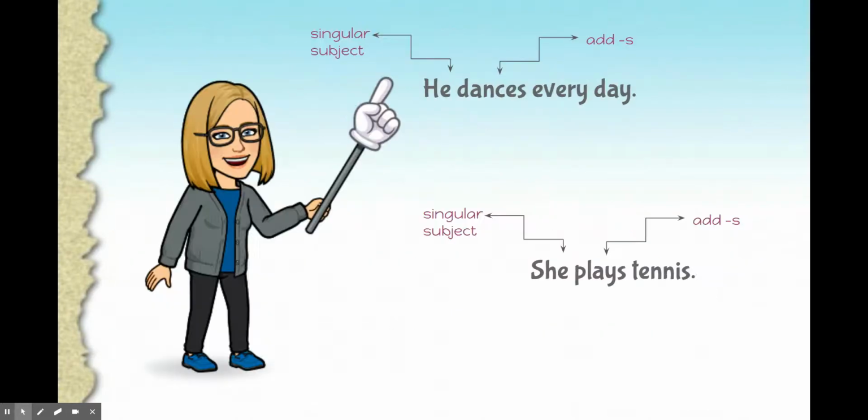So in our sentence, he dances every day. He is the singular subject. Because it is a singular subject, we have to add the s to make dances. She is the singular subject. Because it is a singular subject, or just one, we add the s to play. So she plays tennis.